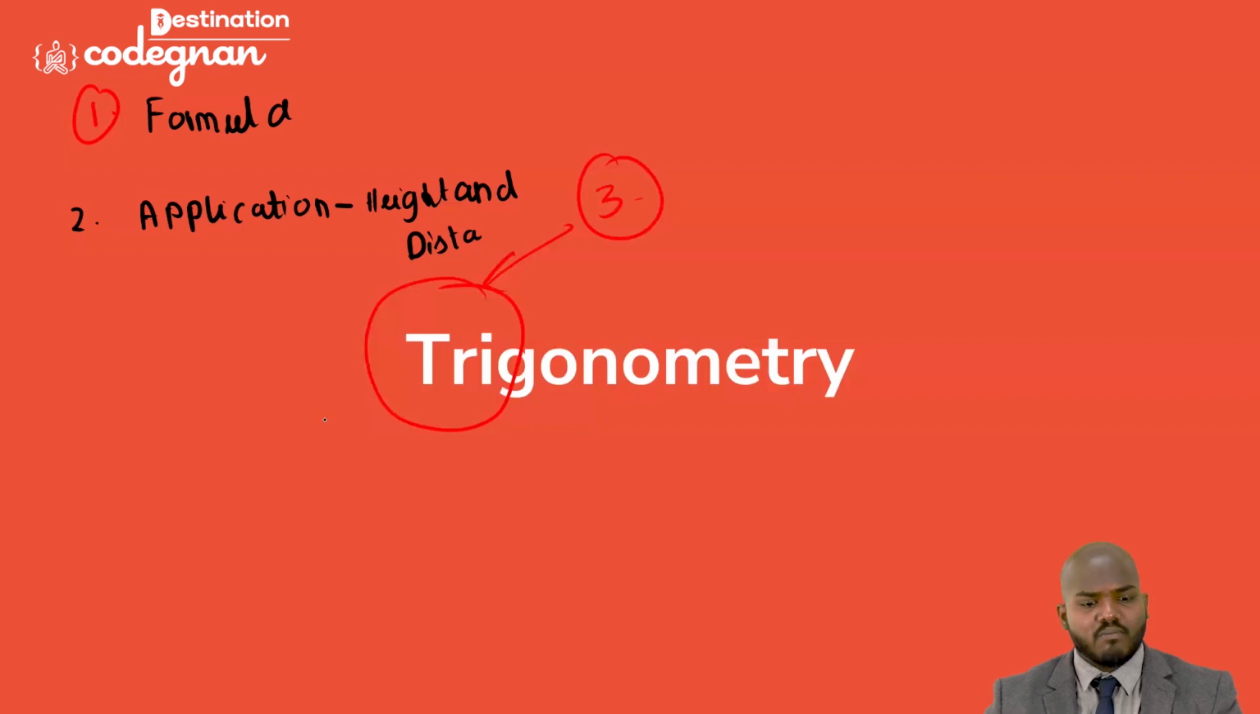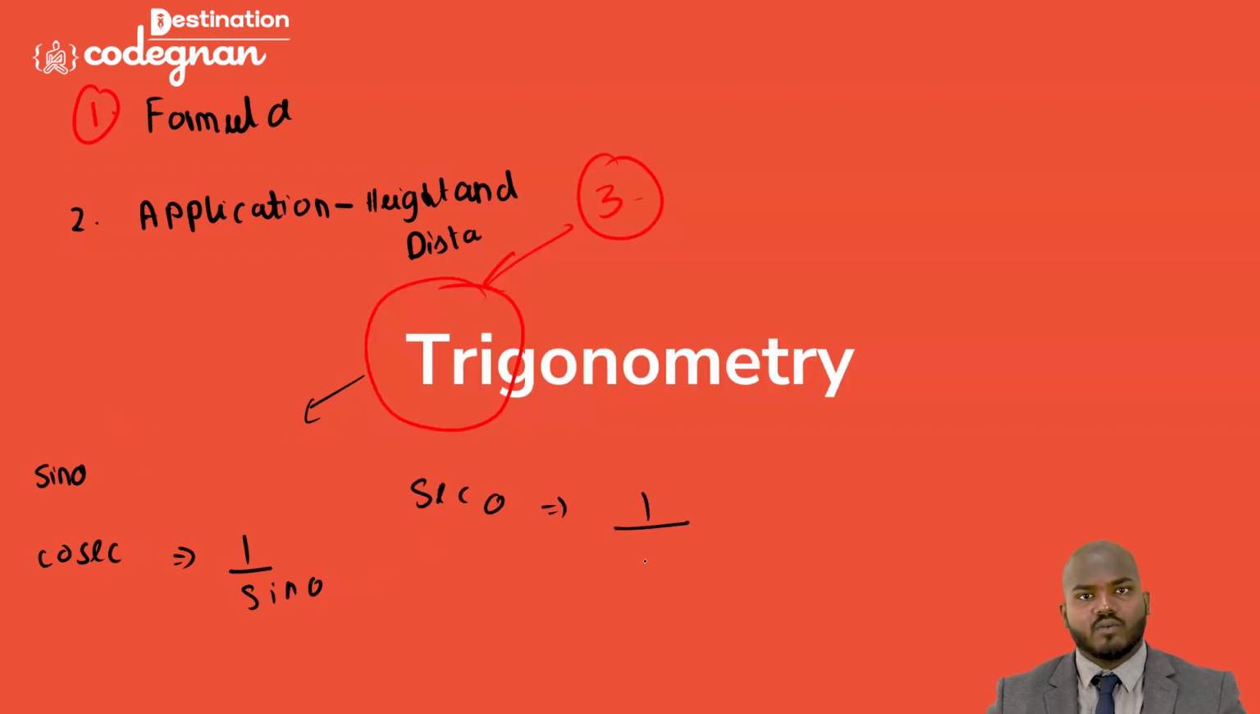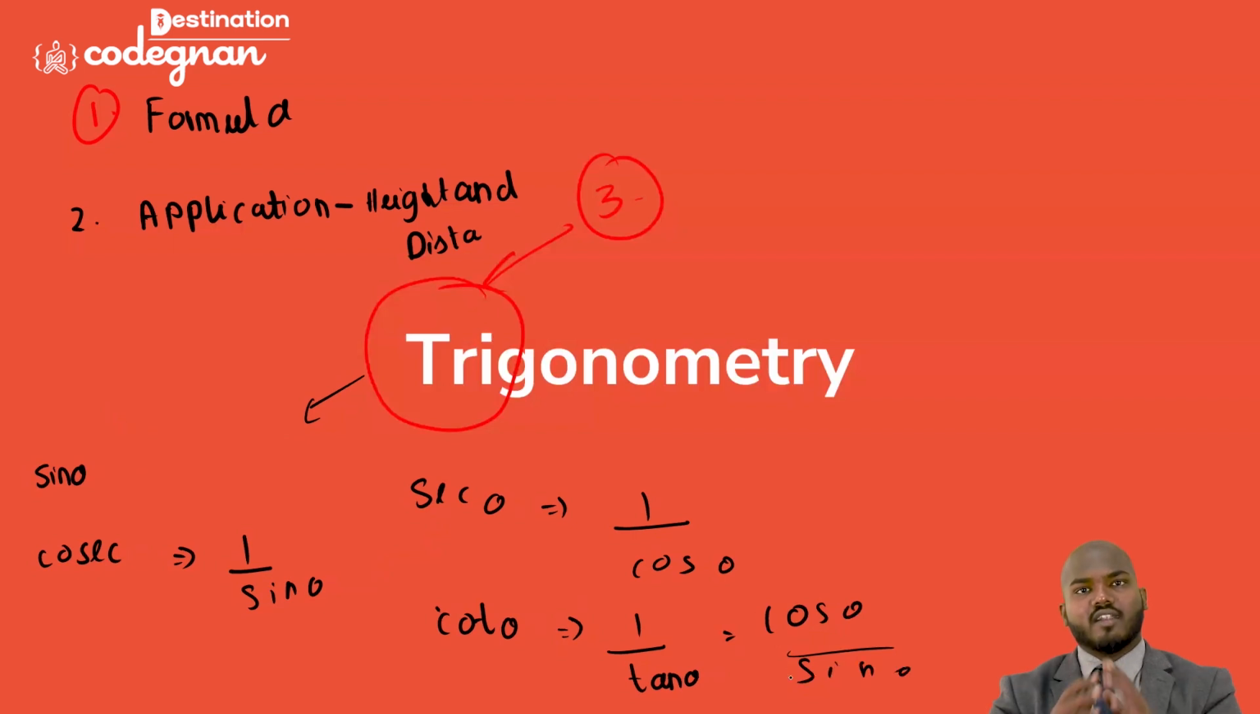Coming to this, basically we need to know the formulas, like what is sine theta. Cosecant theta we can write as 1 over sine theta. Coming to secant theta, we can write it as 1 over cos theta. And coming to tan theta, cot theta we can write as 1 over tan theta, or cos theta over sine theta.